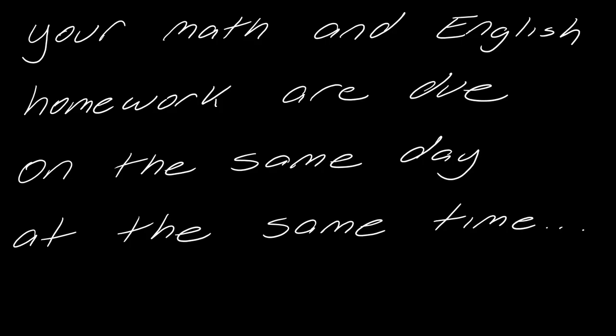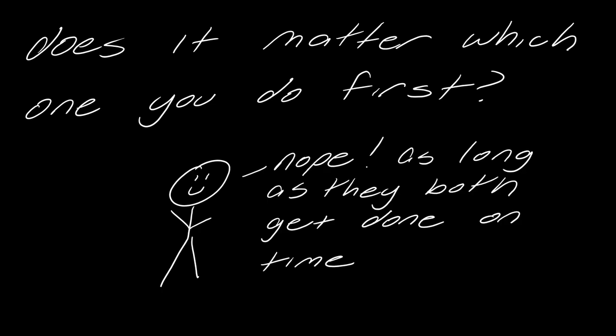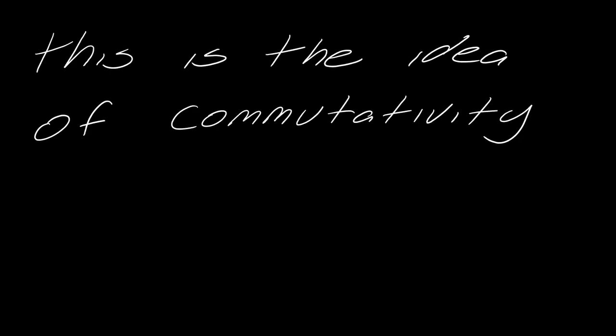So here's where I want to start. Let's say that you've got your math and your English homework, and they're due on the same day at the same time. So here's my question. It doesn't matter which one you do first. You might have a preference, but it doesn't actually matter, right? As long as they both get done on time, that's all that really matters when you have a due date. So this idea that, in this situation, the order doesn't matter, this is the idea of commutativity.